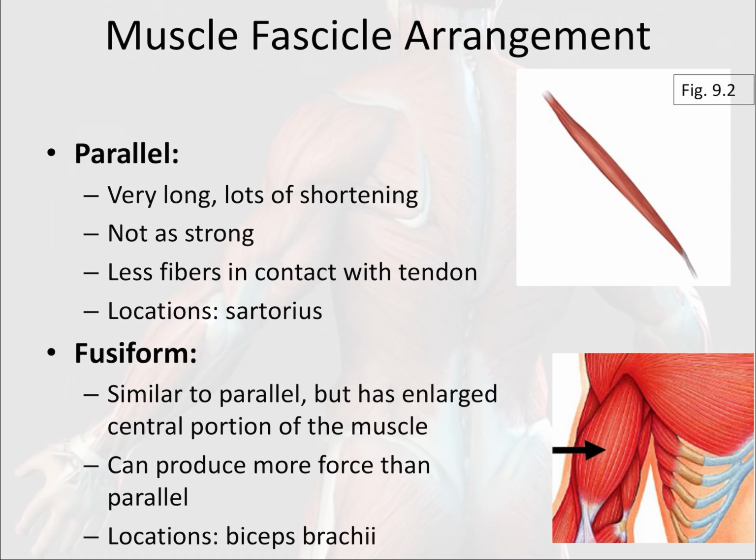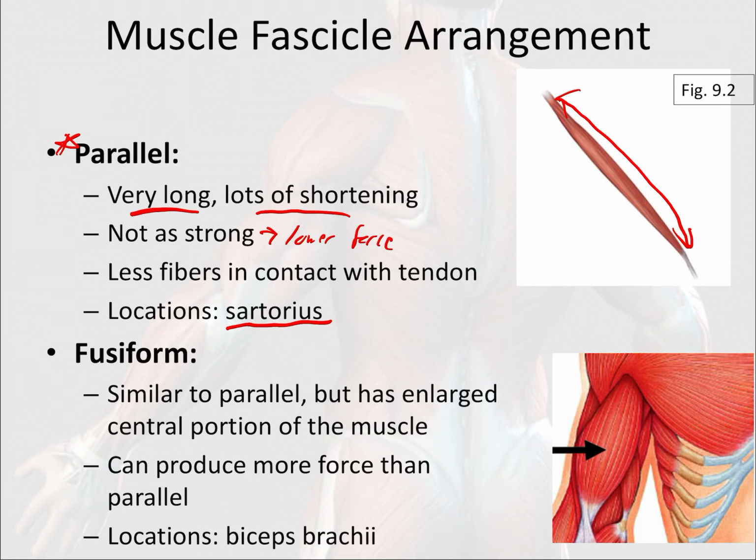Okay, a couple more. We have what's called the parallel arrangement. Usually very long muscles. They can shorten a long ways. They're not as strong, so lower force than some of the other arrangements, because really there's just fewer fibers in contact with the tendon. Some of the fibers run the whole length of the muscle. Okay, one example of this is the longest muscle in your body, called your sartorius. It goes from your pelvis down to your knee, down to your tendon, to your tibia, and it wraps around on the medial side of your tibia.